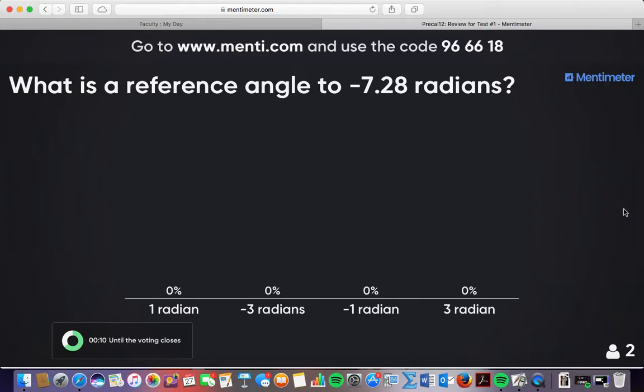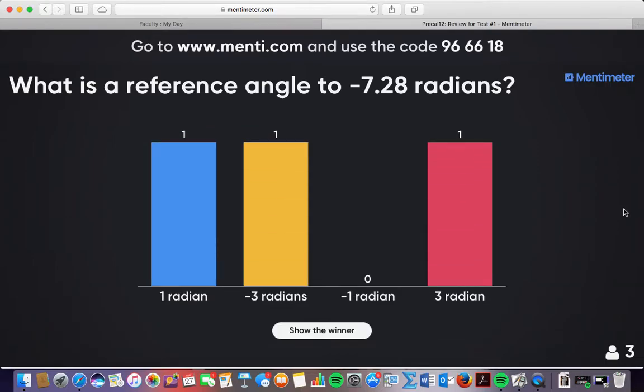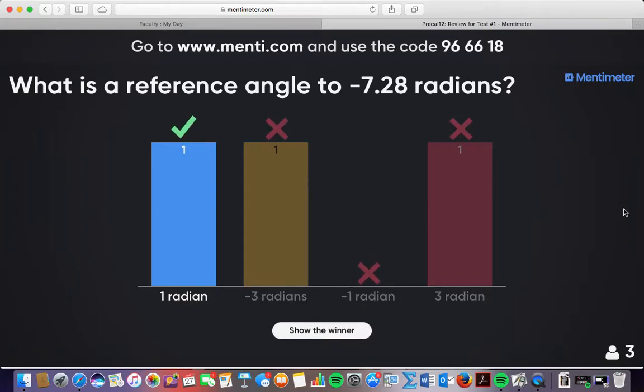As you go, remember the review. Start that process, but what's due tonight? 4.4a. I hope that was helpful for you. Again, if you want to do 4.4b, I'll give you extra points on that, but it's not required. The answer for this one should have been 1 radians.